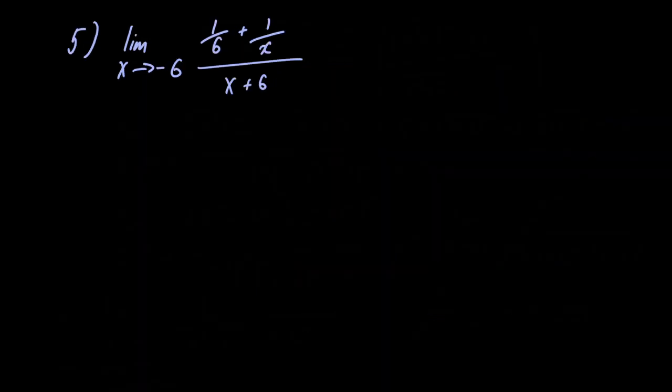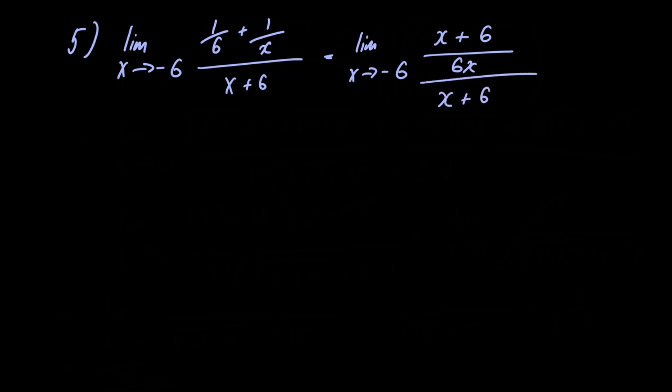So for the final problem, let's figure out what the limit is as x approaches negative 6 of 1 over 6 plus 1 over x, all divided by x plus 6. So we're just going to go ahead and cross multiply these two fractions in the numerator so that we can simplify. So we're going to have the limit as x approaches negative 6 of x multiplied by 1, which is just x, plus 6 multiplied by 1, which is just 6, and 6 multiplied by x, which is just 6x, all divided by x plus 6.